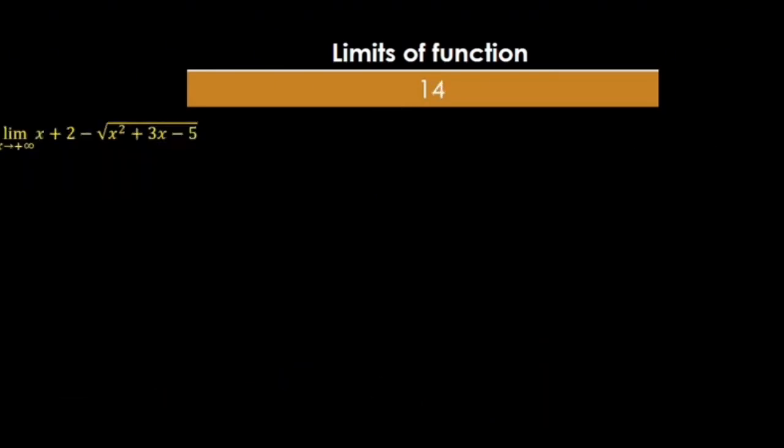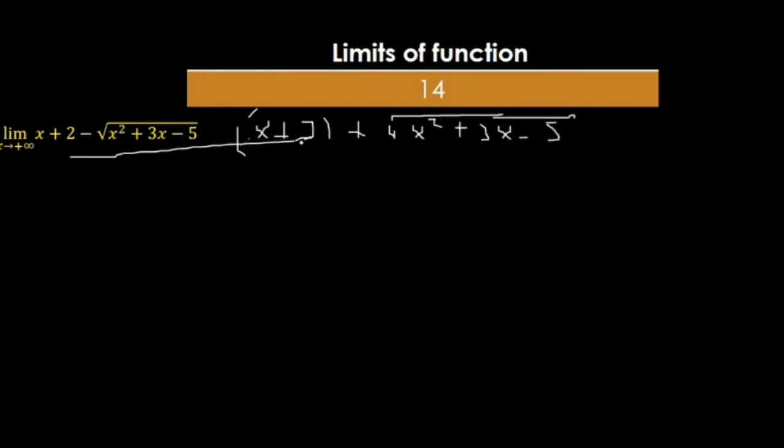Moving to the next question, we are going to be having limit as x tends to plus infinity of x plus 2 minus square root of x squared plus 3x minus 5. If we substitute directly, we are going to have infinity. Therefore, we use the strategy we earlier mentioned, finding the conjugate, that is x plus 2 plus square root of x squared plus 3x minus 5, all that all over x plus 2 plus square root of x squared plus 3x minus 5.